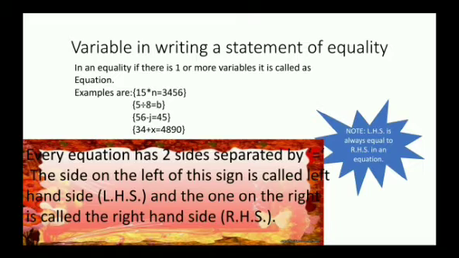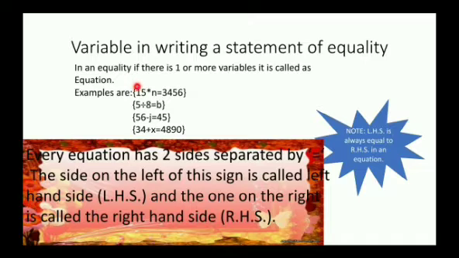Some more examples are 5 divided by 8 is equals to b, 56 minus j equals to 45, 34 plus x is equals to 4890. Every equation has two sides separated by the sign of equality. The side on the left of the sign is called the left hand side or LHS in short form, and the one on the right is called the right hand side or RHS.